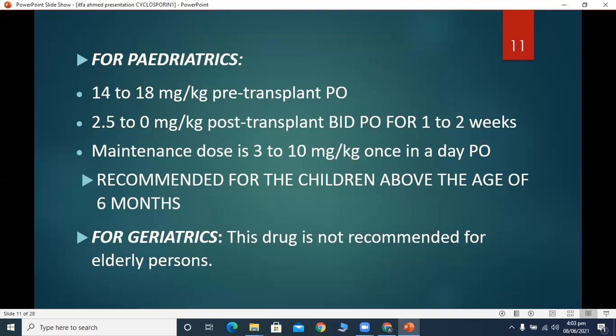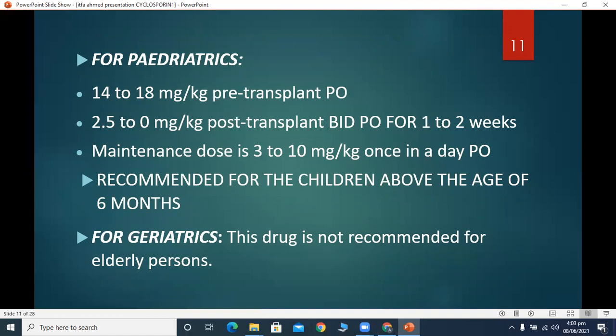The other group of patients is pediatrics. 14 to 18 milligram per kg pre-transplant by oral, then 2.5 milligram per kg post-transplant twice in a day for 1 to 2 weeks. Maintenance dose is 3 to 10 milligram once in a day by oral. Recommended for children above the age of 6 months.